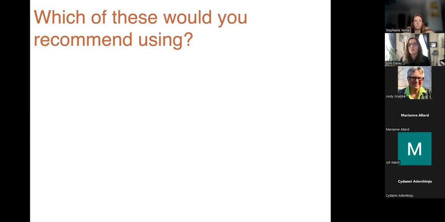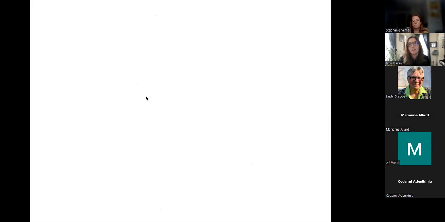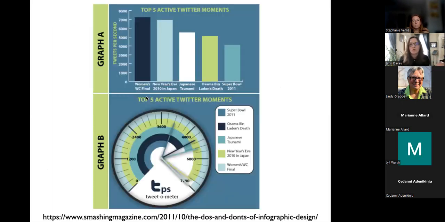Which of these would you recommend using? I'm going to show you two executions of data in chart form. I'm just curious, if a client was asking you to do a chart and you created these two, which one would you put forward? Graph A is on the top. I know they look like one infographic, but it's graph A on the top, or graph B. The graph is the top 5 active Twitter moments among different happenings.